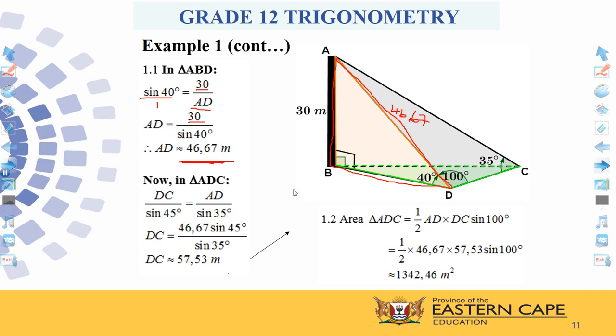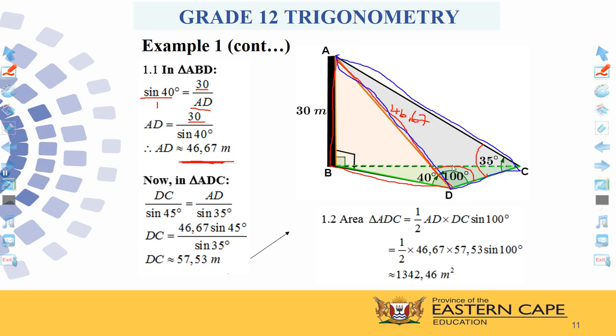Once I find that, I can go straight to my triangle ADC. When I go to that triangle, I now have three things that I wanted: this angle as well as this angle, and a side opposite to one of the given angles. That gives me an indication that I'm going to be using sine. Which side am I looking for? I'm looking for DC.